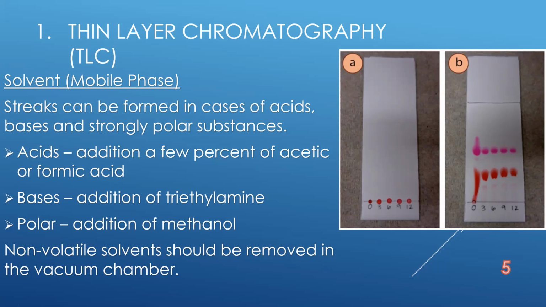You should also consider the volatility of the solvents when dealing with chemical stains. Any solvent left on the plate may react with the stain and conceal the spots, and many solvents can be removed by allowing them to sit on the bench for a few minutes. Most of the solvents, but a few of them can be very non-volatile, so they evaporate very slowly, and they can require a vacuum chamber to speed up the evaporation process.